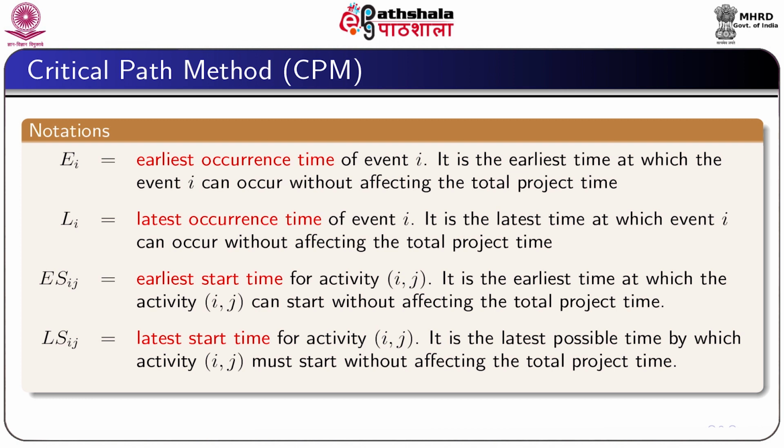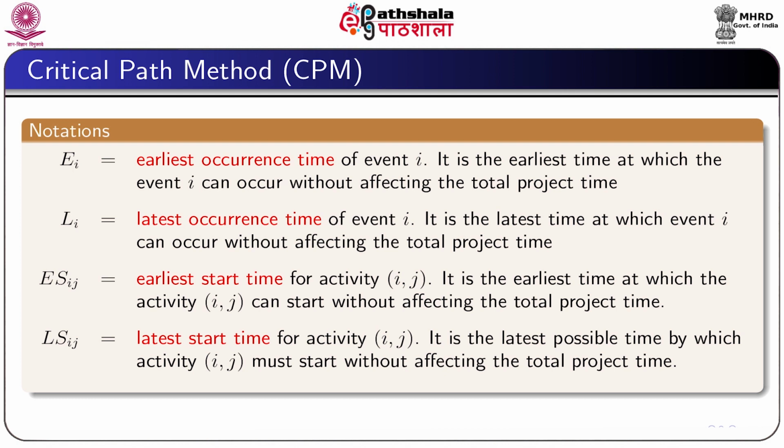Before I explain the critical path method, let me introduce some notations. EI denotes the earliest occurrence time of an event I. It is the earliest time at which the event I can occur without affecting the total project time. LI is the latest occurrence time of event I, at which event I can occur without affecting the total project time.